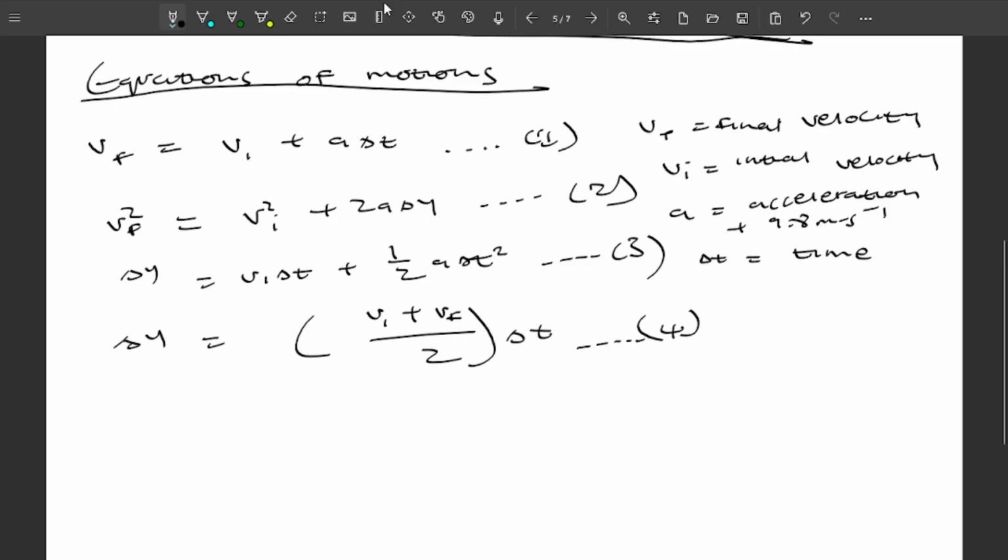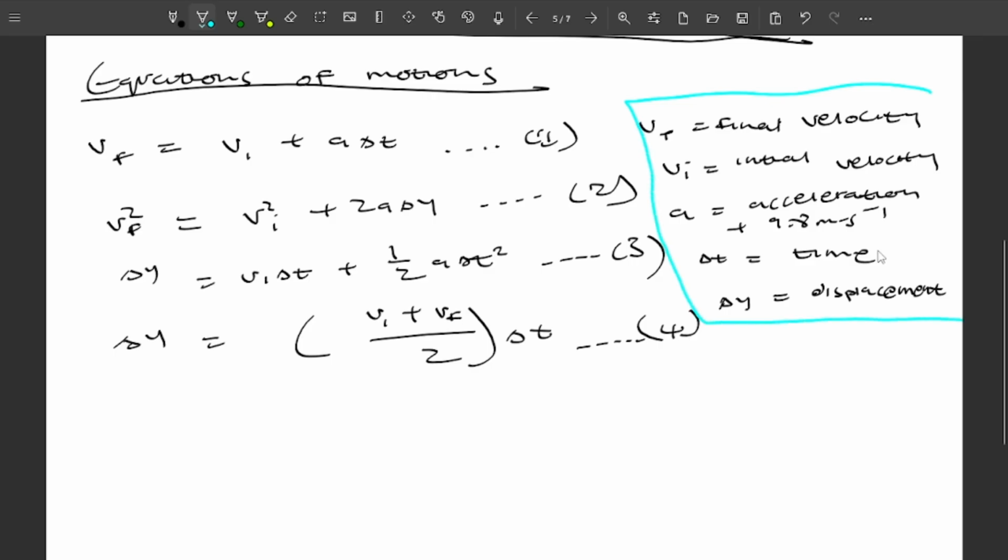Now we have to know the units of all of them. I'll write them down after I'm done here. Then we have the change in y, which is the displacement. The displacement is the amount of distance the object moves or covers, right? So let me try, for those that want to understand these things.